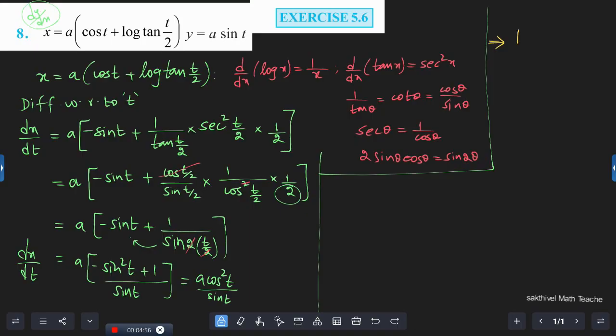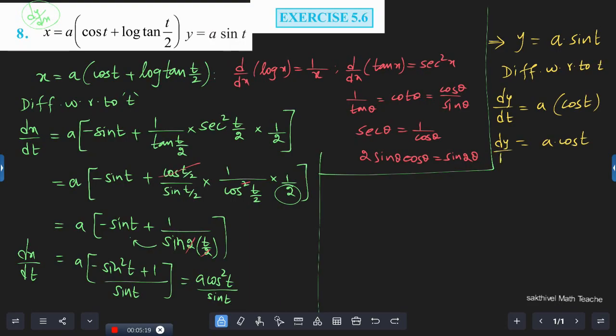So I have now y is equal to a sin t. Differentiate with respect to t on both sides. So dy divided by dt is equal to a multiplied by the constant, sin when differentiated gives cos t, so a into cos t. This is my required dy divided by dt. Now I want to find dy by dx. What is my formula? dy by dt divided by dx by dt.